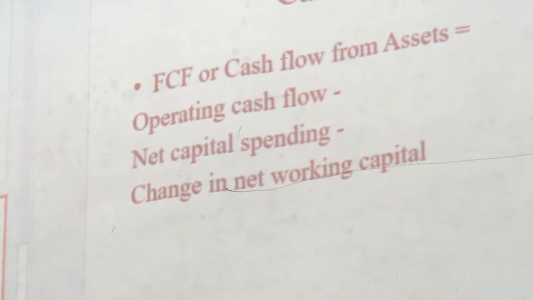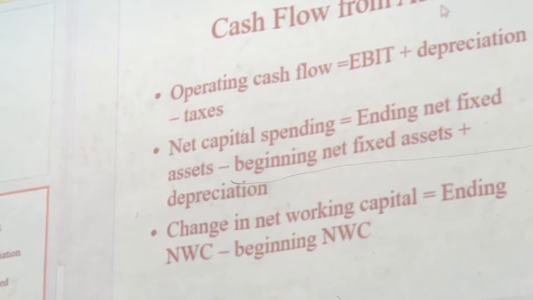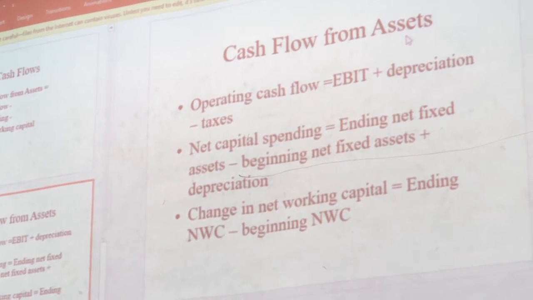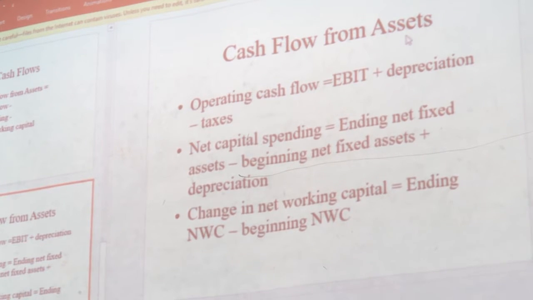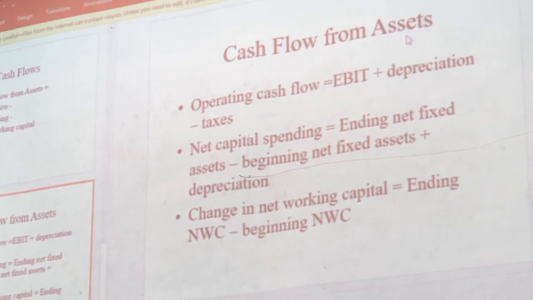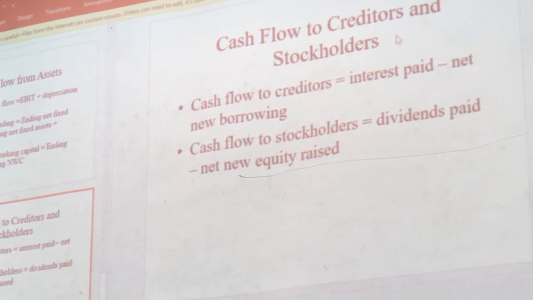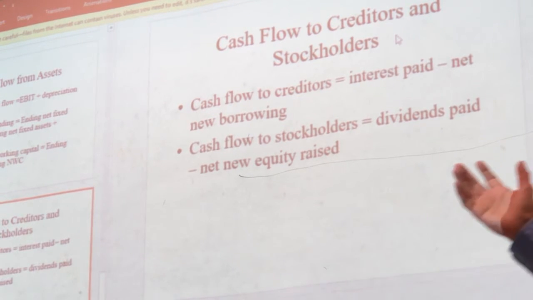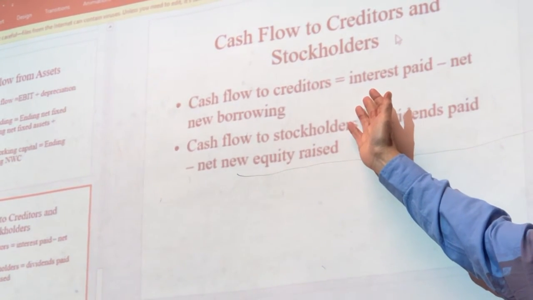The formulas are given to you on the next page. So each of the three components of the left-hand side is calculated as shown on this page. The first number minus the second number minus the third number will give you free cash flows. And on the right-hand side, a part of it, maybe nothing, goes to shareholders, a part of it goes to lenders.